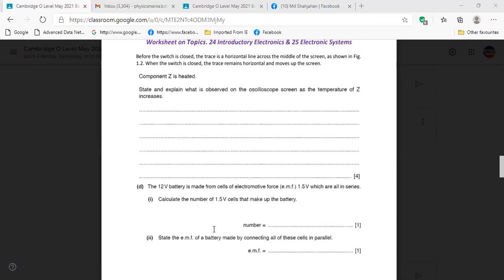So calculate the number of 1.5 volt cells that make up the battery, right? Yes, sir. So 12 divided by 1.5, how many? 8. So write there 8. 12 divided by 1.5, and also show the working. Okay. You see, I also sent it in the group. Yes, sir.